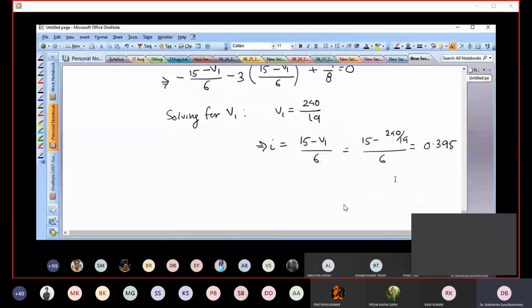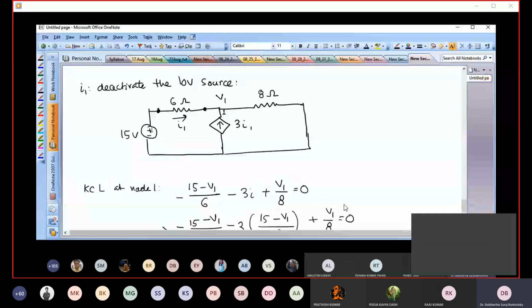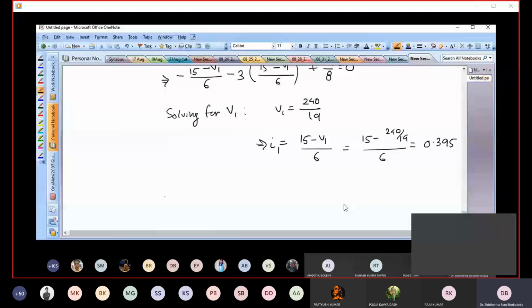And then what about KCL at node 2? We don't need KCL at node, sorry. We already got I1, so we don't care about anything about this circuit. Okay, so we use KCL to find out this I1.